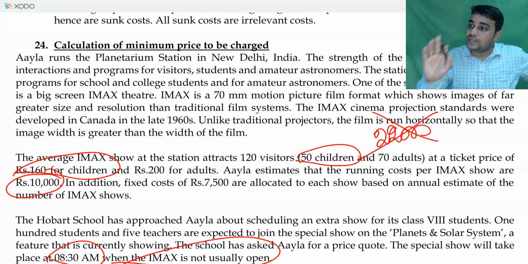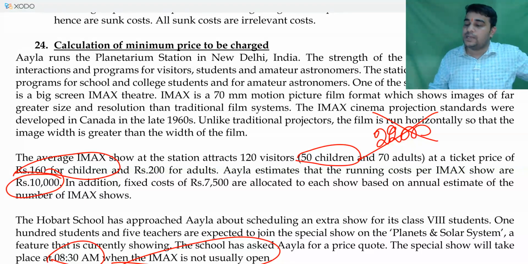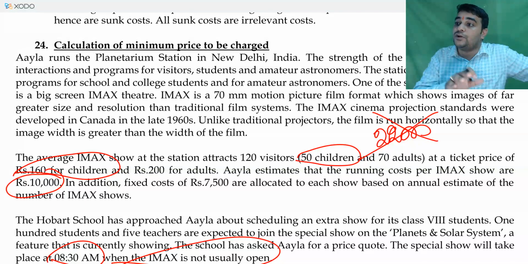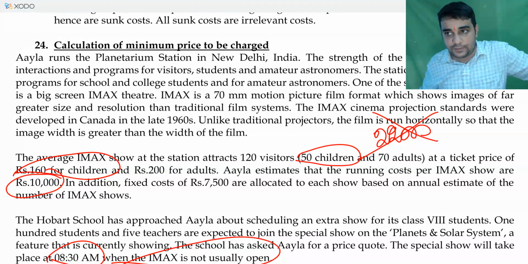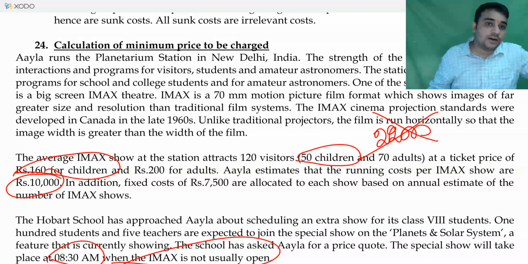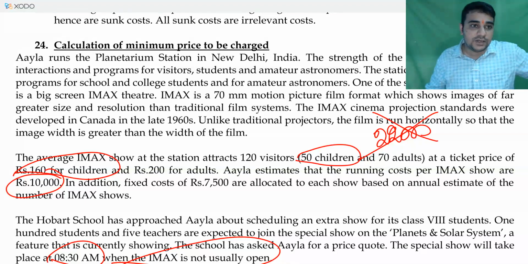Basically, you are losing the revenue of 22,000. It's basically what am I losing? It's like that captive consumption example. If it had demand, the relevant cost would have been the entire 22,000, lost revenue. If it does not have outside demand at 8:30 a.m., the relevant cost is only the running cost, which is 10,000.